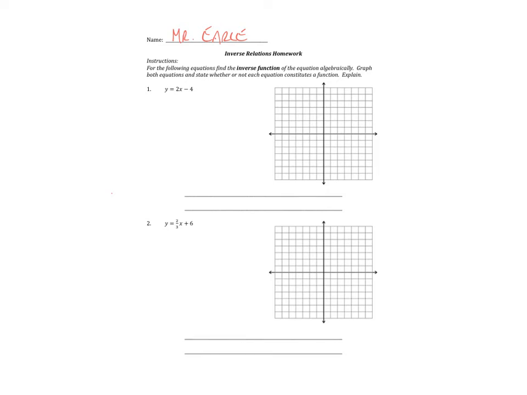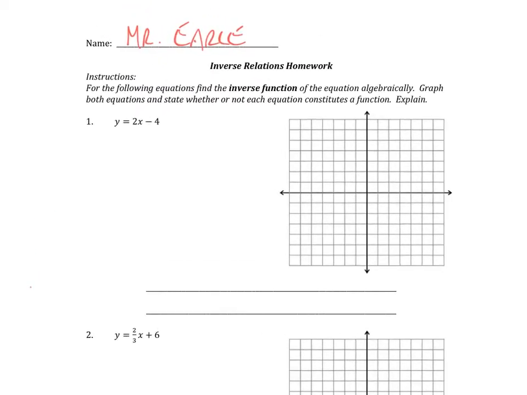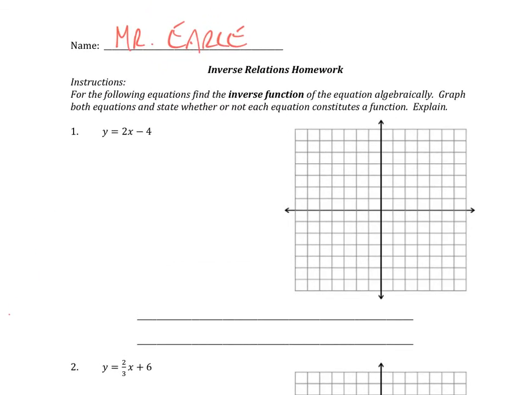Hey guys, I'm going to do problem number 1 from tonight's homework. In this homework assignment, you need to find the inverse function for each equation, but you're going to do it algebraically, so that's the key here, right? It's like what we did in class today. Graph both equations and then state whether or not each equation constitutes a function. So we'll graph the first one, then we'll graph its inverse, and then we'll state whether or not that is a function.